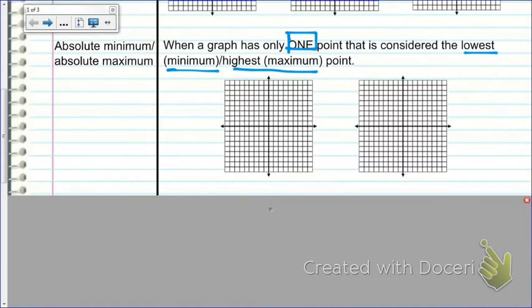So there are only two types of graph that you guys looked at today that could have an absolute minimum or an absolute maximum. One of those is those curvy U-shaped ones. So if I am looking at an absolute minimum, that means that it has a lowest point. So the graph will look like this.